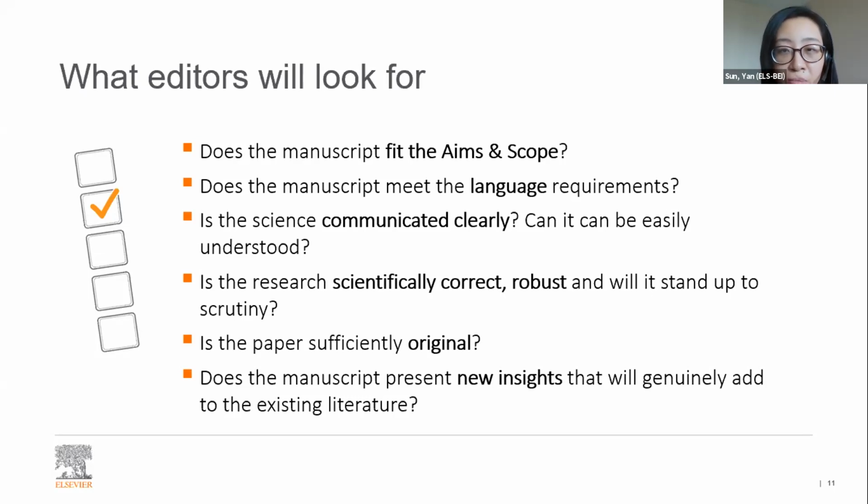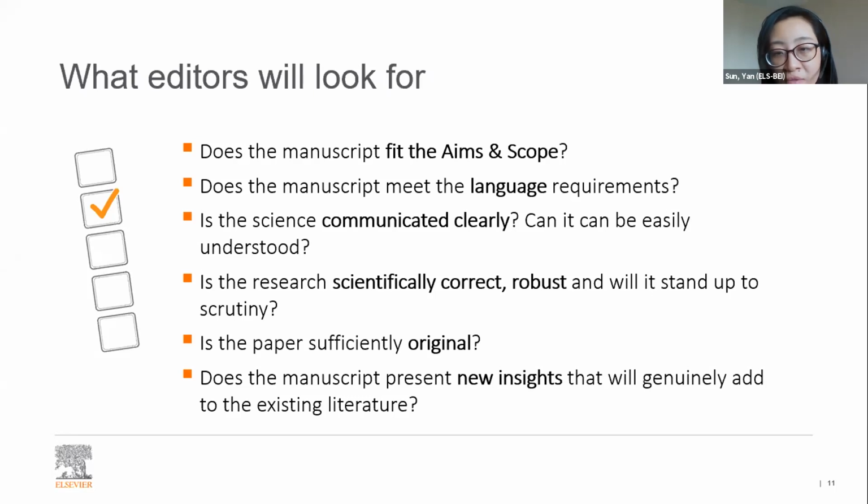And apart from language, the science also needs to be communicated clearly. So clearly present your hypotheses, your methods, your results, and analysis. That's very important. The editor would initially evaluate whether the research is scientifically correct and robust, whether it is original, and whether there's any potential plagiarism already at this stage. Those articles will, of course, be rejected and returned to the author.